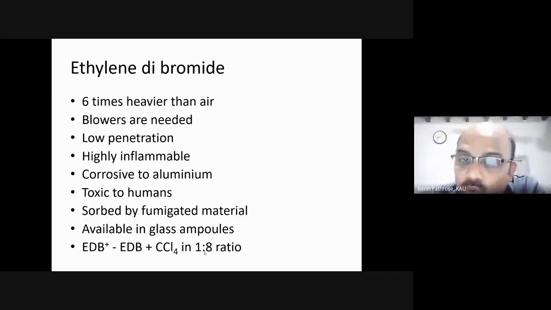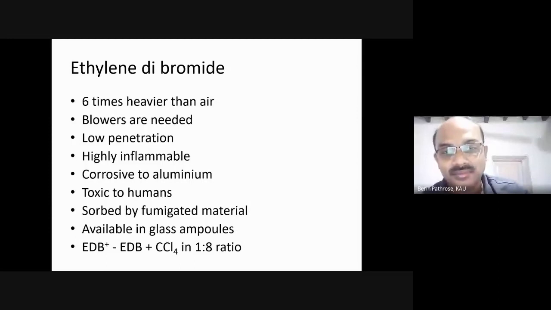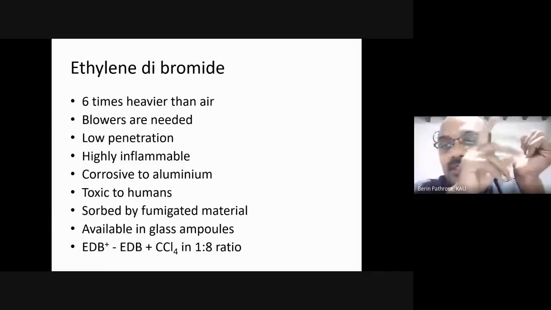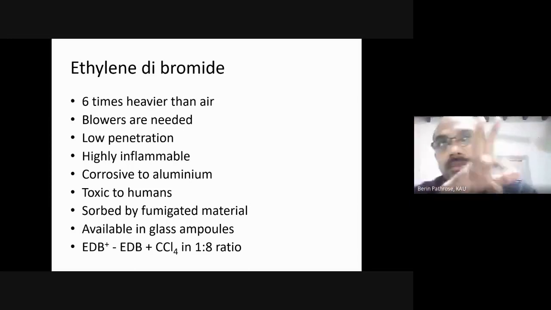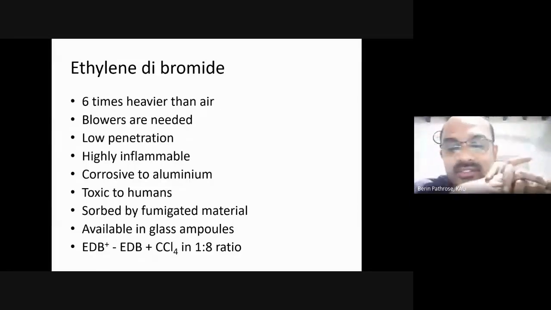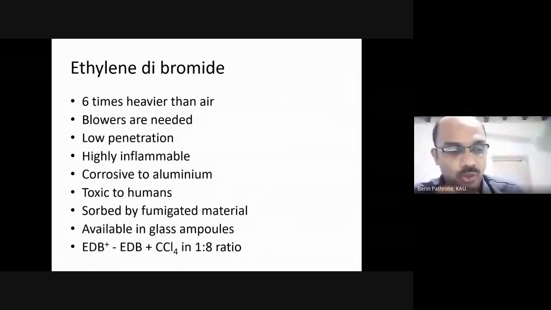It's also corrosive to aluminum, so we can't fumigate anything kept in aluminum containers. It is toxic to human beings. Another disadvantage is that it is absorbed by the fumigated material, again an undesirable character. It is available in glass ampoules, similar to some antibiotic injections you might have seen. When I was studying in PG and PhD, I had an opportunity to see an ethylene dibromide ampoule. But nowadays, I don't have a sample to show you.